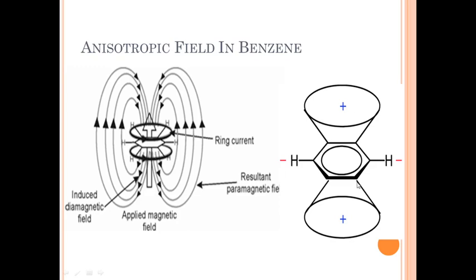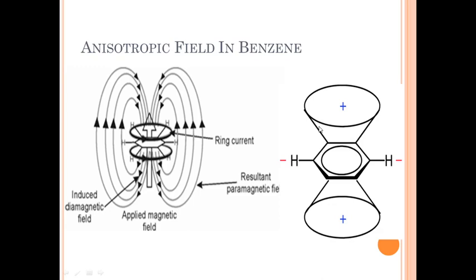Now look at this region. This is the cone shaped region. So this plus region and this plus region means above the ring and below the ring or in the central part of the ring, this all region is the shielded region. This all region is the shielded region where proton experiences less magnetic field.